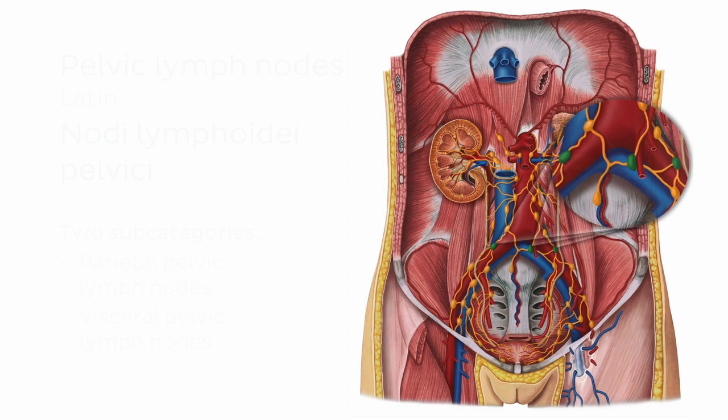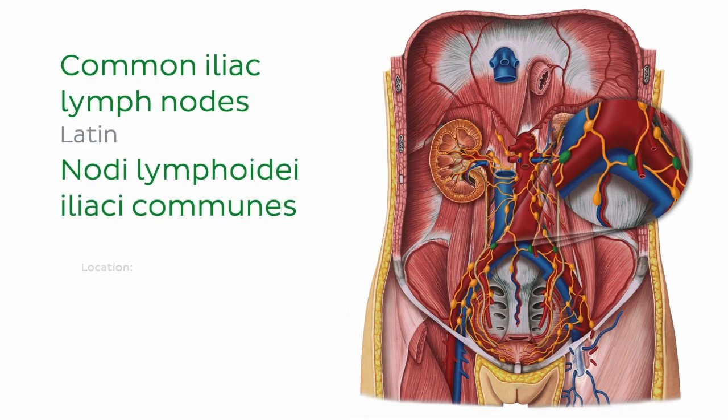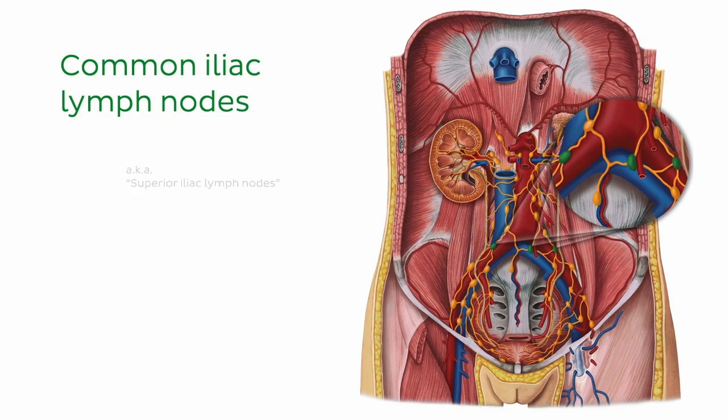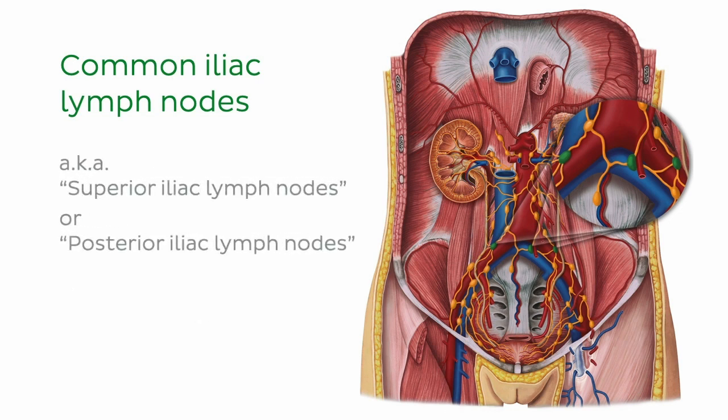The superiormost of the parietal pelvic lymph nodes are the common iliac nodes, which, as the name suggests, are found around the common iliac artery and vein. They are also sometimes referred to as the superior iliac lymph nodes by clinicians, or even the posterior iliac lymph nodes by radiologists. Go figure!